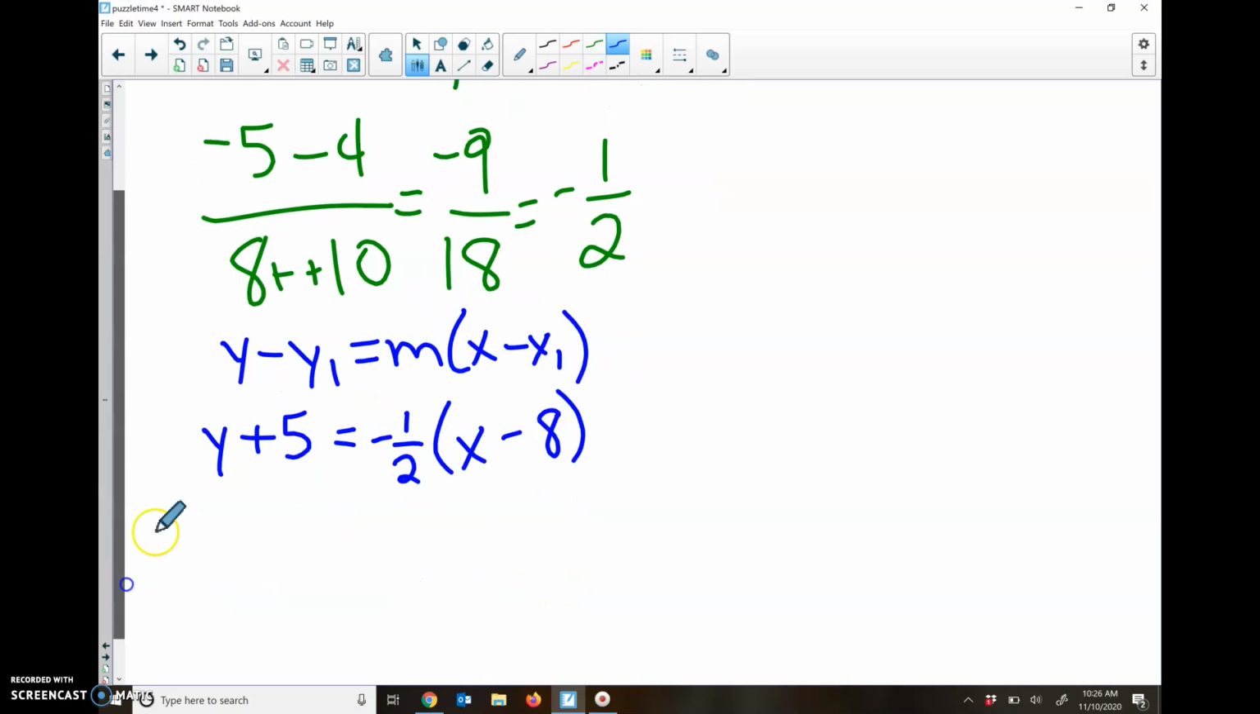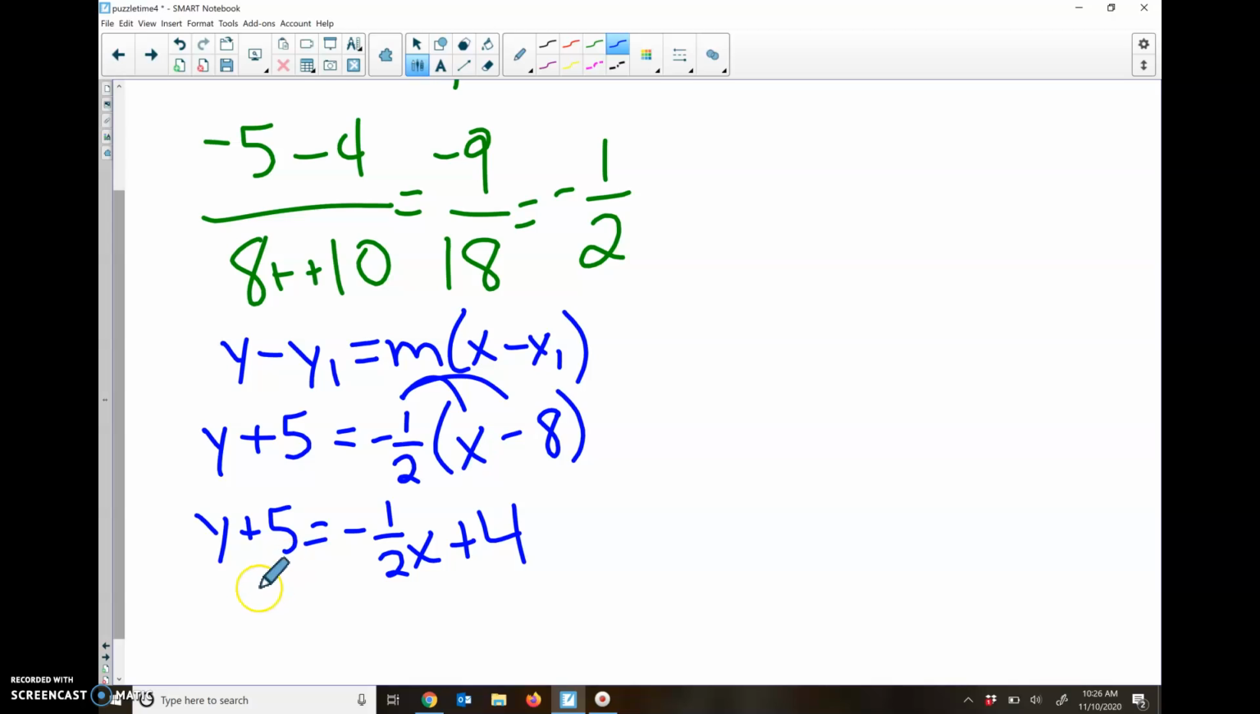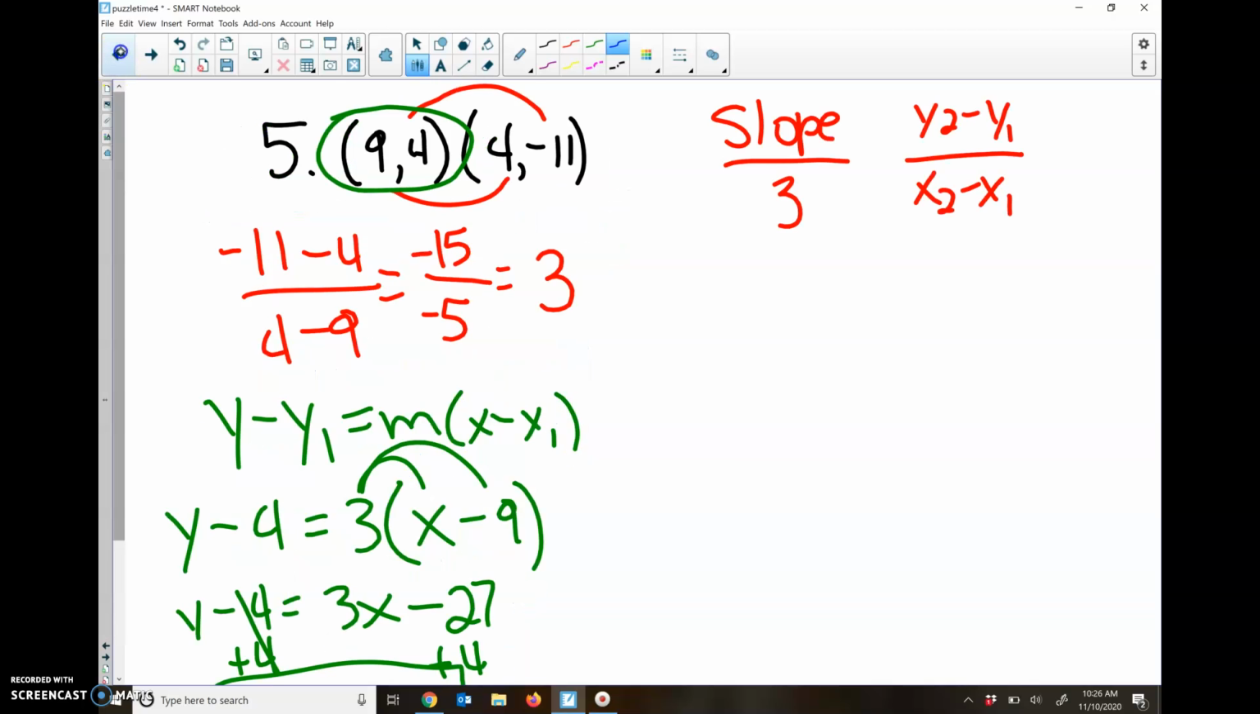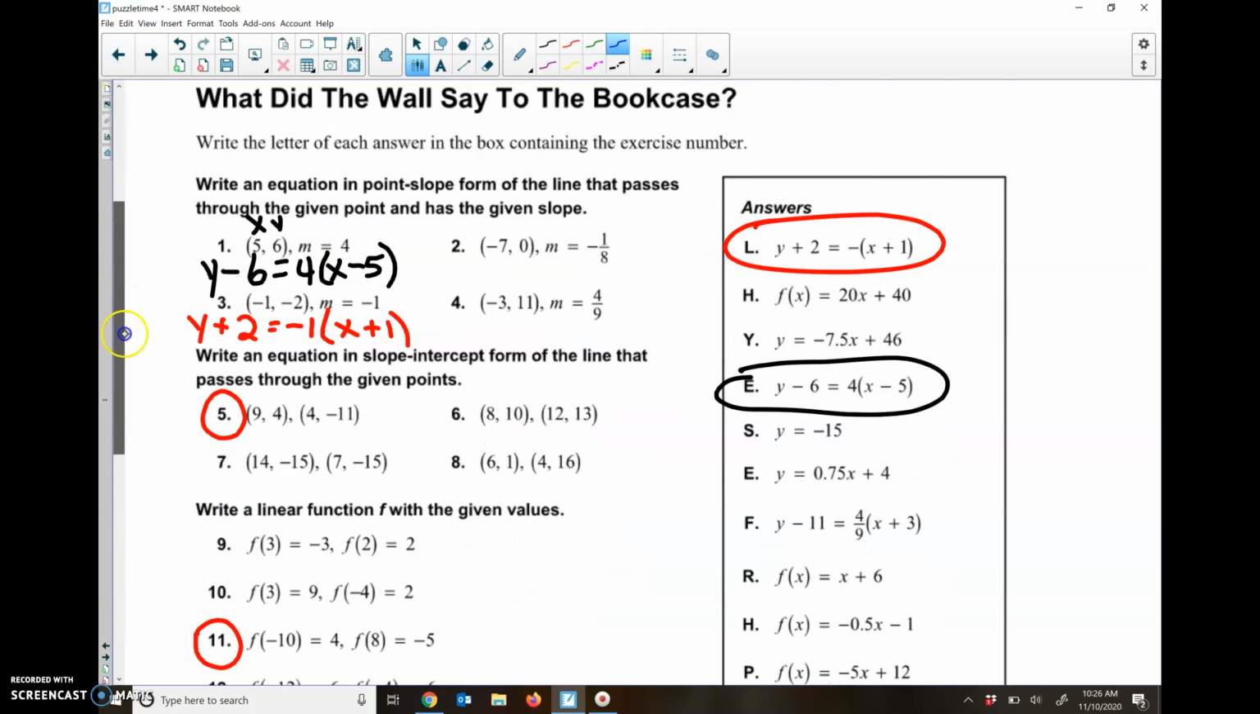So again, 2 steps of math here. Distribute, distribute. So y plus 5. Negative 1/2 times x is negative 1/2 x. Careful here, negative a half times a negative 8 is a positive 4. And then I need to subtract 5 from each side because it's adding 5. So y equals negative 1/2 x minus 1, which if we go back and look at our paper, is down here at letter H.